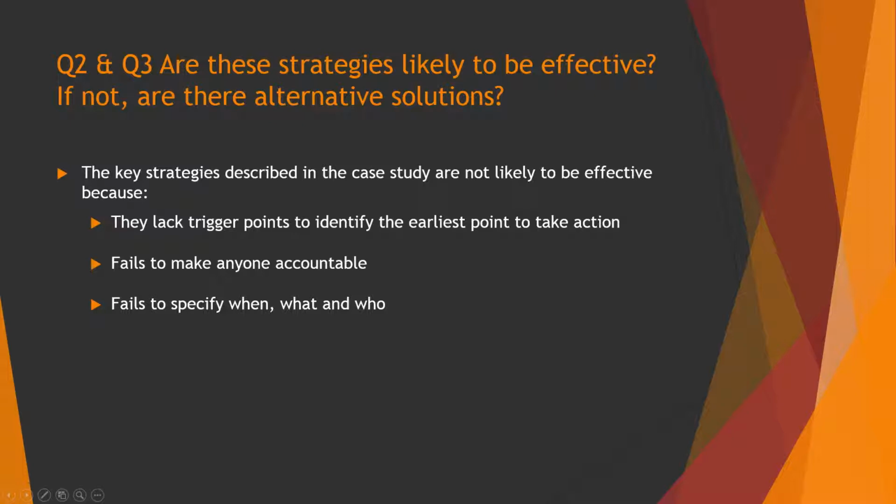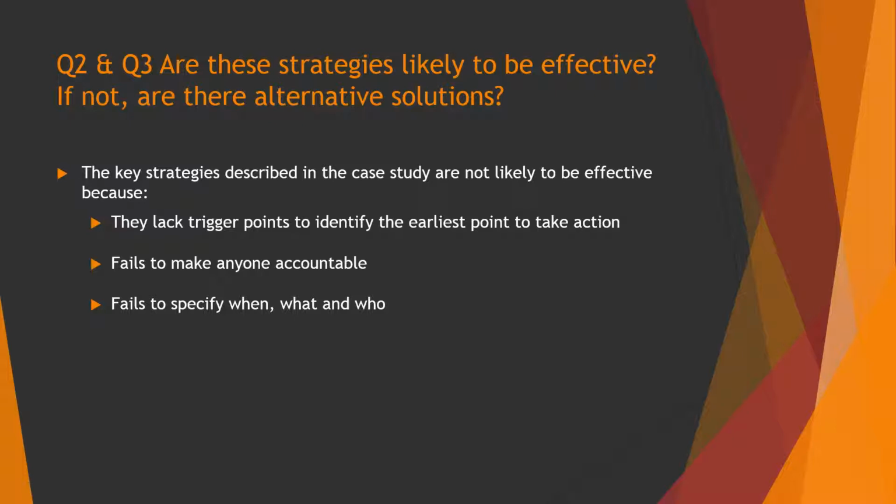The key strategies described in the case study are not likely to be effective. The main reason for this is because they lack a trigger point to identify the earliest point to take action. So they tend to be passive strategies rather than active strategies. For example, keep an eye out, monitor, but without giving details of what they were monitoring. The triggers are required so that you can actually identify when things are going to get off schedule. You can take remedial action immediately and hopefully get things back on track before it's a real issue.